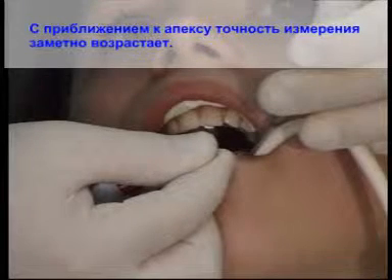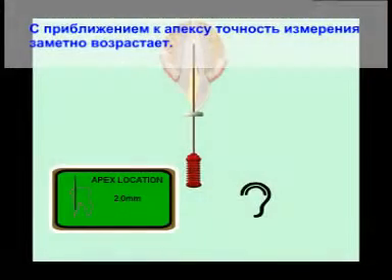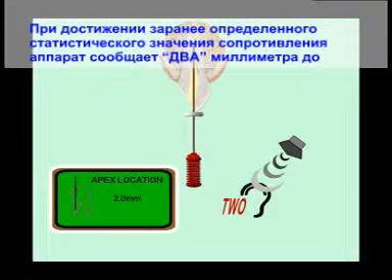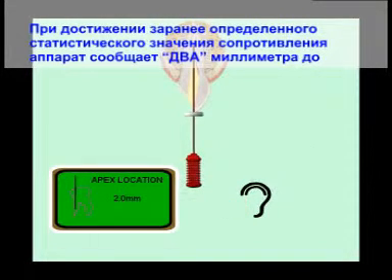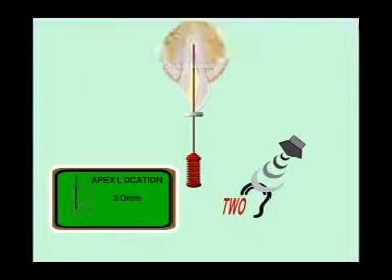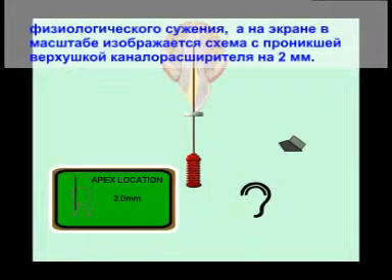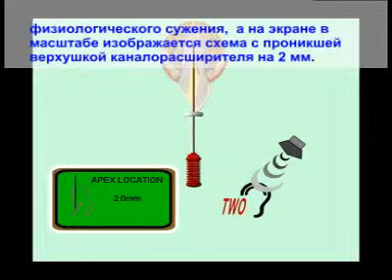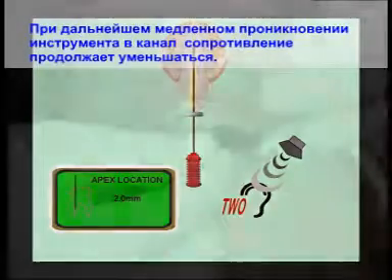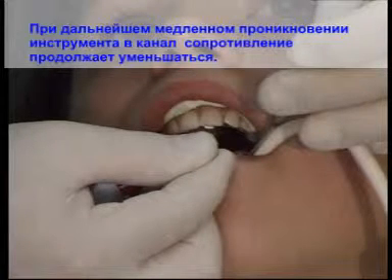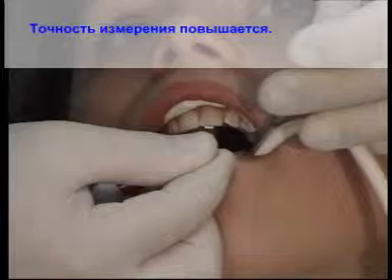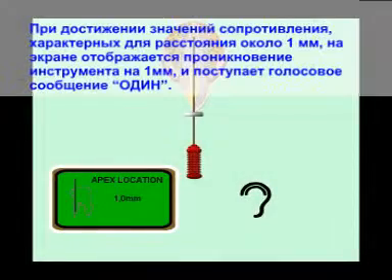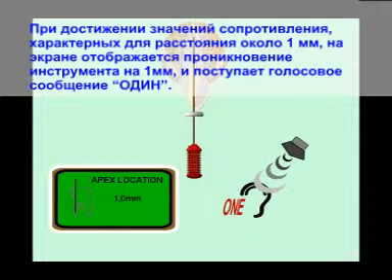Measuring accuracy improves considerably when the canal widener approaches the foramen physiologicum. Reaching a preliminary defined statistical grade of resistance, an oral message "2" mm to the foramen physiologicum will be heard, and a scaled diagram of the canal widener top penetrated to 2 mm can be seen on the screen. Resistance continues to decrease in case of further instrument penetration in the canal. Measuring accuracy improves. Reaching a resistance characteristic for about 1 mm distances, a 1 mm instrument penetration can be seen on the screen, and the message "1" will be heard.